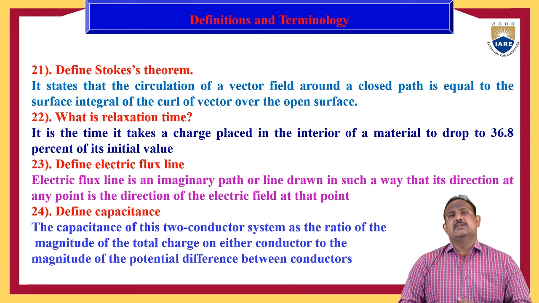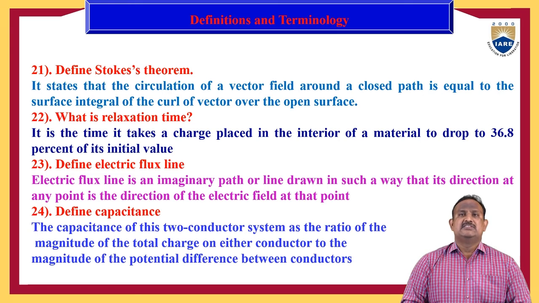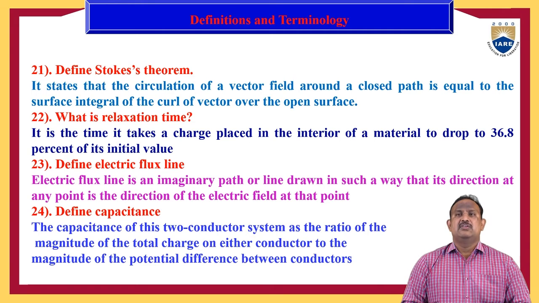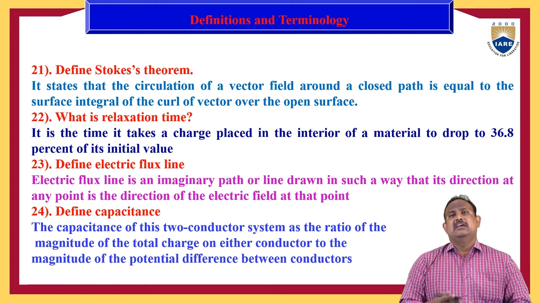So define Stokes theorem. It states that the circulation of a vector field around a closed path is equal to the surface integral of the curl of the vector over the open surface. So if you apply Stokes theorem, a line integral will convert into a surface integral. This is one of the advantages of Stokes theorem.